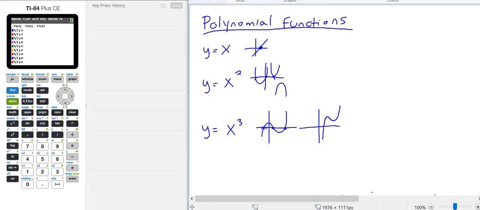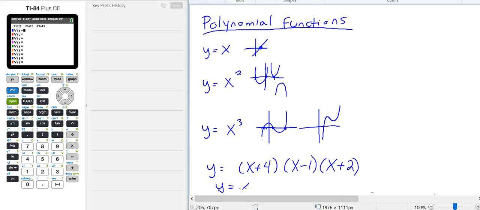Let's say we have a cubic function in factored form. Y is equal to x plus 4 times x minus 1 times x plus 2. This is factored form. We could FOIL it out and get it in standard form. And standard form would be y is equal to ax cubed plus bx squared plus cx plus d. But this is in factored form.